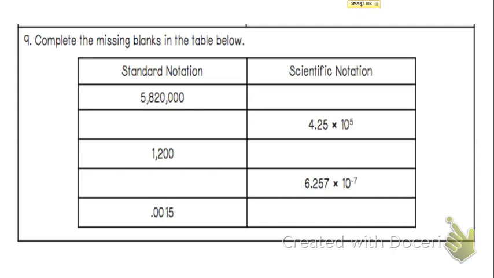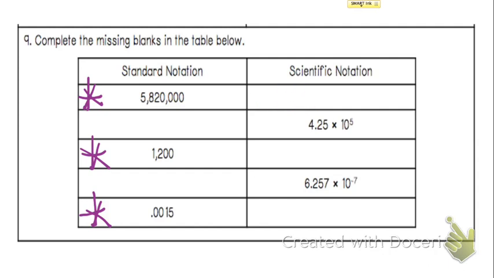Okay, so we're going to look at 9. It says complete the missing blanks in the table. We're only going to look at this one, and this one. So this is practice. We need to take this standard notation of 5,820,000 and write it in scientific notation. My first question to myself is, is the number greater than 1 or less than 1? This number is greater than 1. So I'm going to create a number between 1 and 10. What is my number between 1 and 10 going to be? It's going to be 5.82.